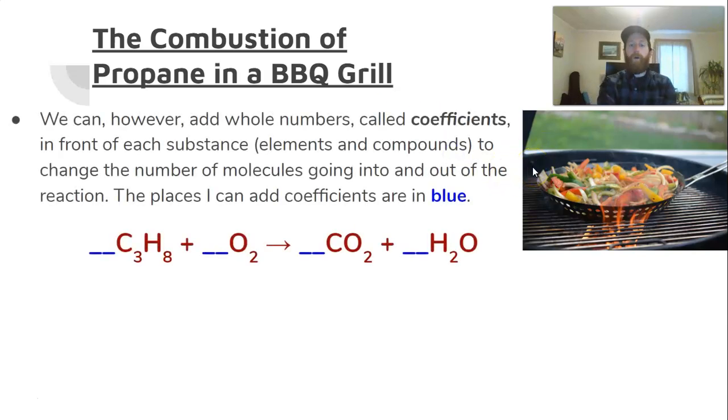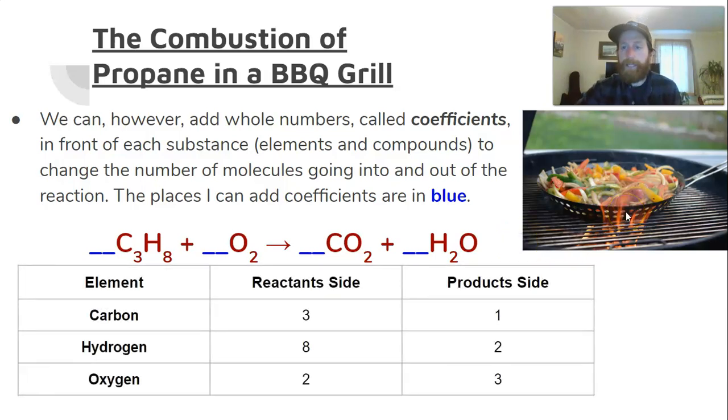We can, however, add whole numbers, which chemists call coefficients, in front of each substance, elements or compounds, to change the number of molecules going into and out of the reaction. In any chemical equation, when you go to balance it, there's a certain number of places you can make moves. It's in front of every new substance. Here I have 4 substances: propane, oxygen, carbon dioxide, and water. And so I put blue lines in front of each of those substances so I know where I can make my moves in this game of balancing.